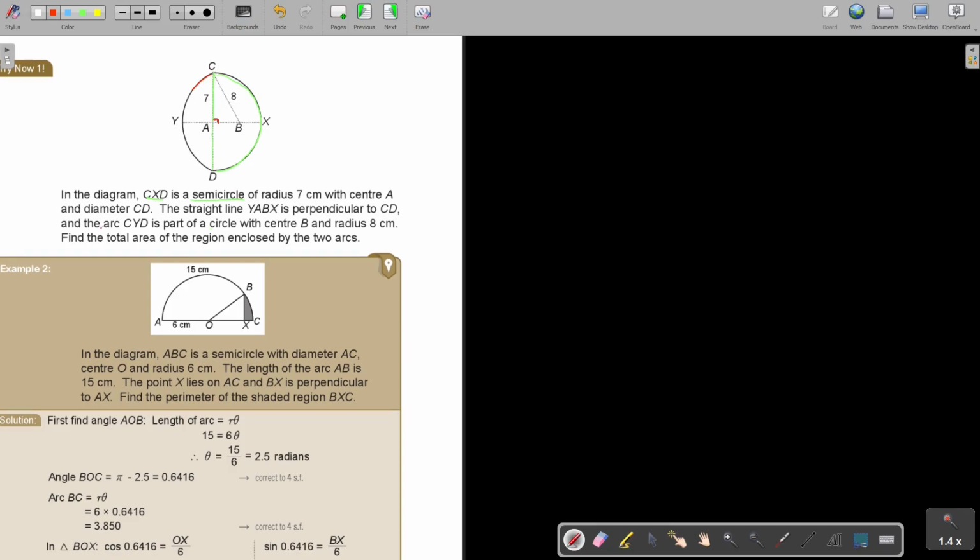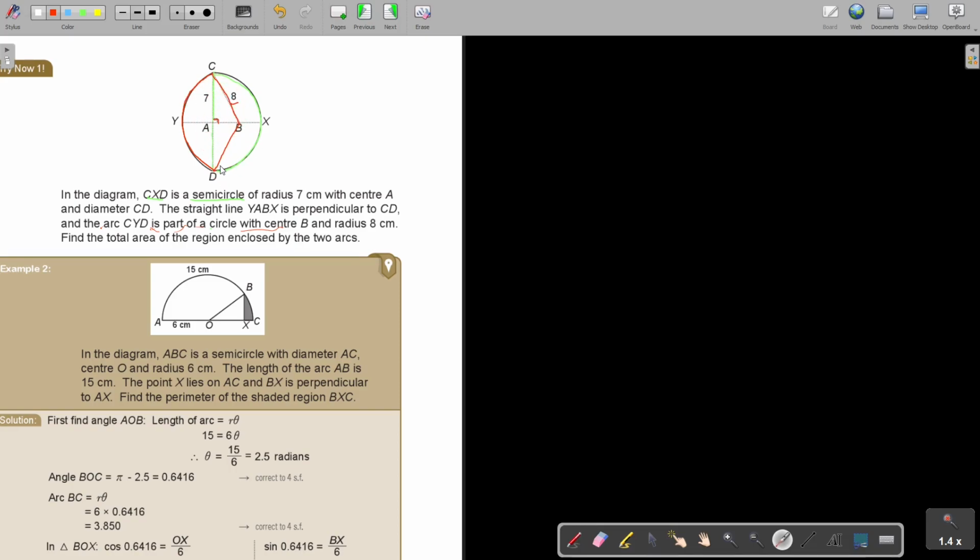And the arc CYD, can I just show you? There is the arc CYD. D is part of the circle with center B. So basically, can I just show you? There is the sector. Do you see that? And the radius of that sector is 8. Find the total area of the region enclosed by the two. So they want, basically, if I can just show you here, they want the area of this.